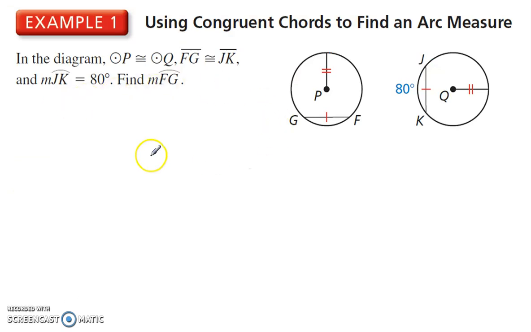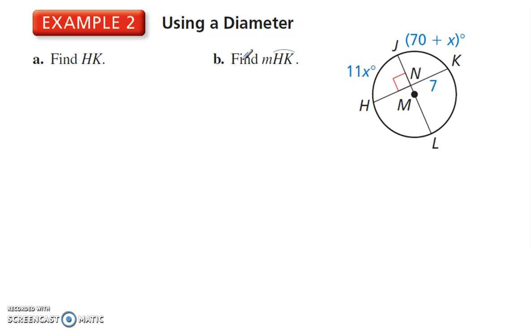All right, using the information we know now, two chords, if they're in the same circle or in congruent circles, and the chords are congruent, they form the same arc. These two circles are congruent because their radii are the same. So that means that measure FG, since the chord is congruent, must be 80 degrees. Measure FG is 80 degrees. That's how easy that is.